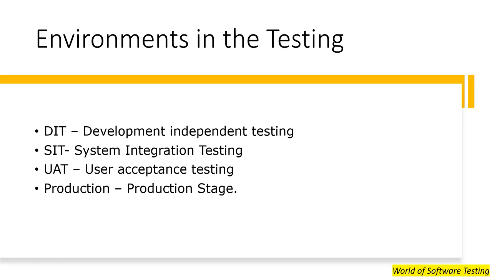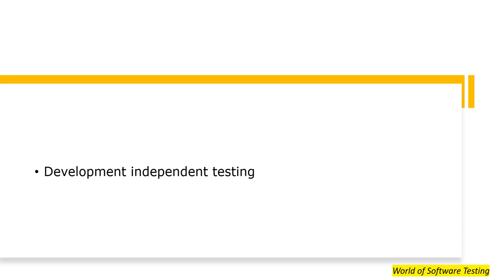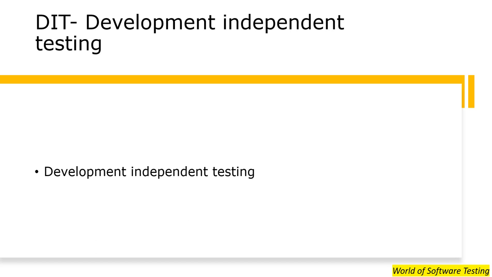So there are four main environments in testing. The first one is DIT, which is nothing but development independent testing, and then the SIT, which is nothing but system integration testing. The next is UAT, which is user acceptance testing. The next is the production environment, which is nothing but the production stage. So let's understand about the DIT, development independent testing.